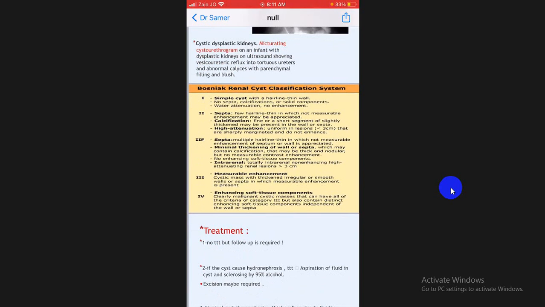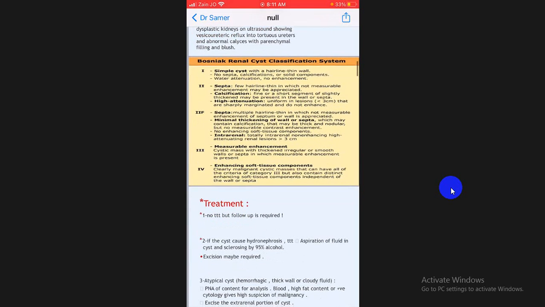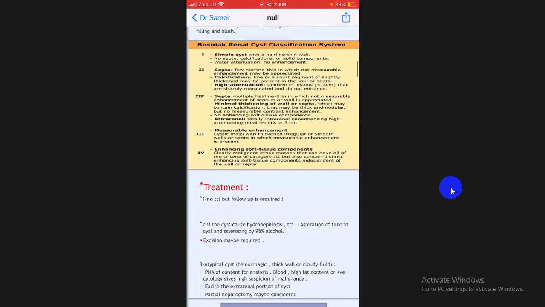2F is a subcategory of class 2 Bosniak. Here the septations are multiple, with minimal thickening of the wall or septations, and it is usually intrarenal with measurable enhancement. This category was created because they need follow-up. Usually type 1 and type 2 we don't need to follow up. Type 2F, type 3 and type 4 should be followed up and treated.